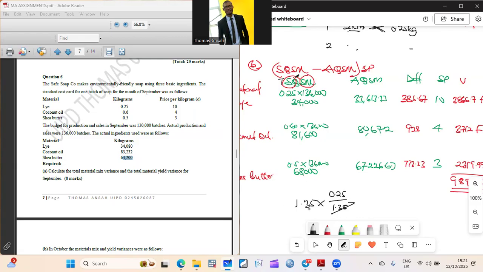1.35. So it cancels off itself. But remember, we are flexing it to what? Actual production. And so therefore, you are multiplying it by 136,000. Have you seen that? So not to waste that kind of time is the reason why you know that that is the end game. So you won't even bother doing this over this, multiply by this, by multiplying by this.